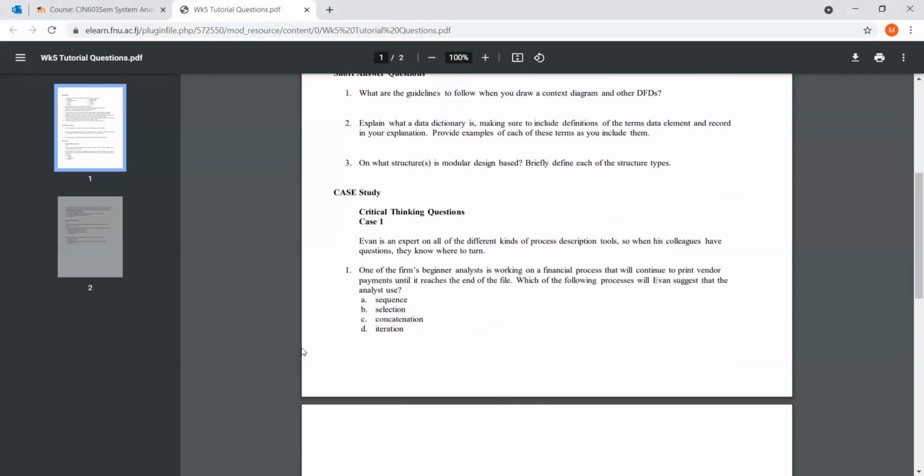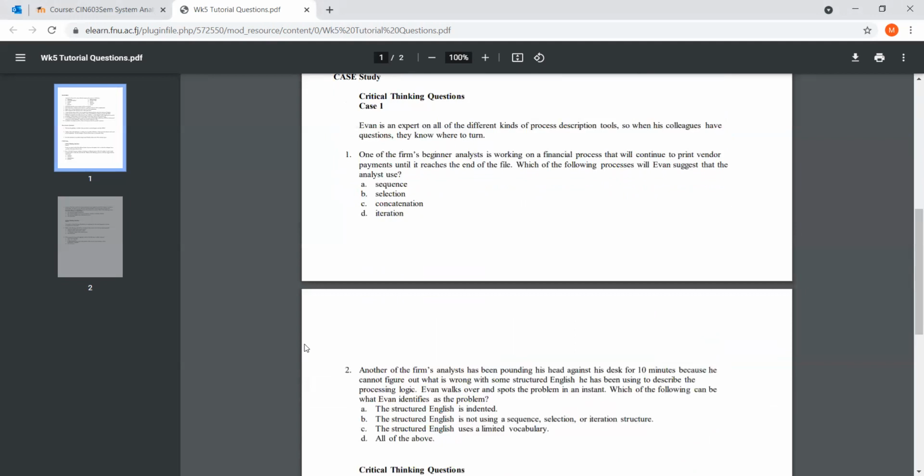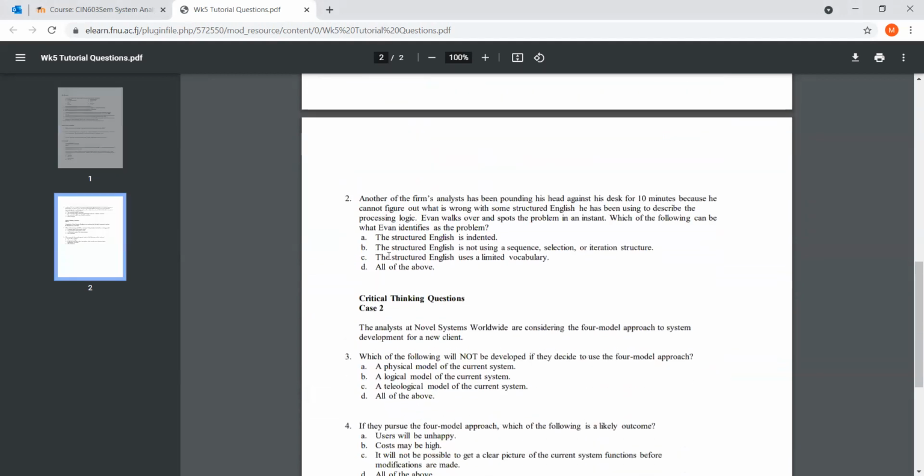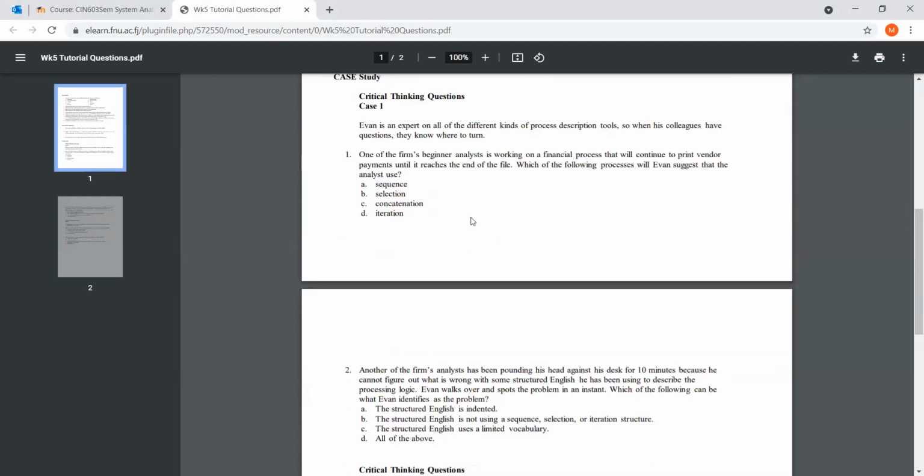Now, moving on. You had a case scenario. So case one, we'll read that. It's a multiple choice question, so that shouldn't take us long to answer. Evan is an expert on all kinds of process description tools. So when his colleagues have questions, they know where to turn. One of the firm's beginner analysts is working on a financial process that will continue to print vendor payments until it reaches the end of the file. Which of the following processes will Evan suggest that the analyst use?